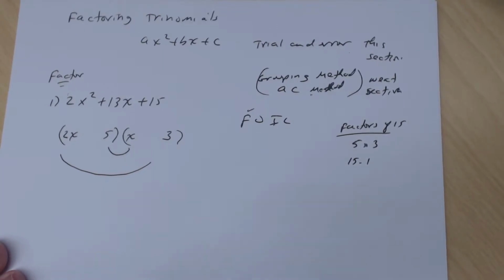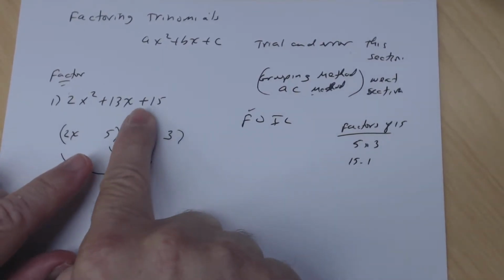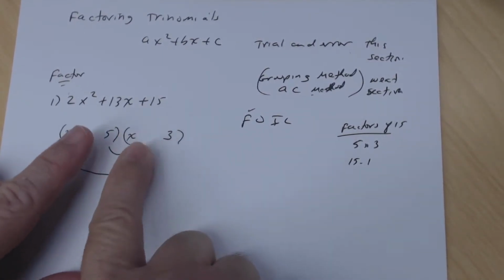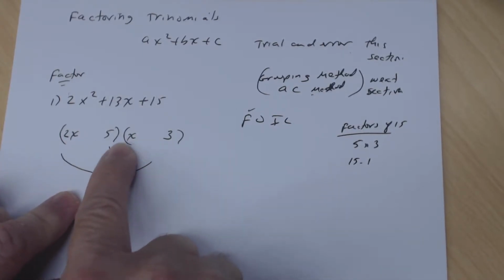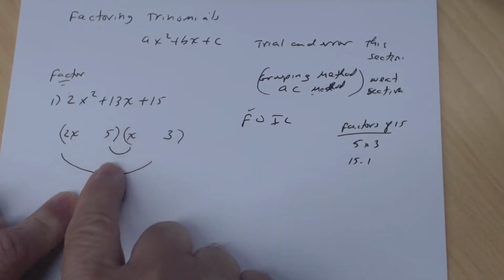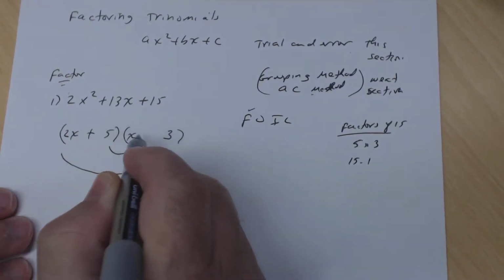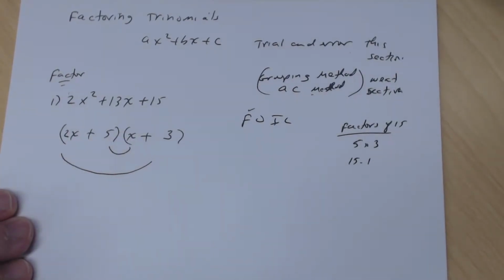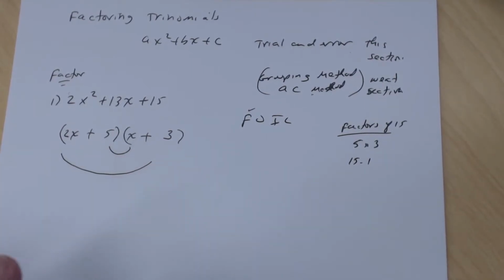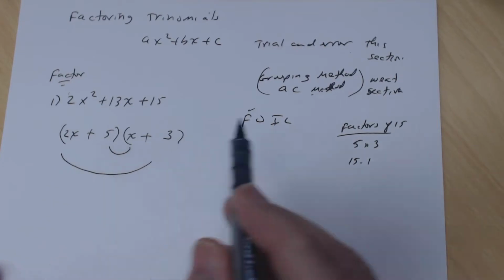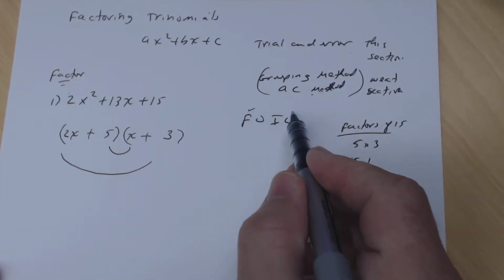Okay, put them anywhere. But remember our signs. The last sign is positive. That means the signs in here have to be the same, either both positive or both negative. But you want to add the outer and the inner to give us a positive, and the only way that can happen is if these are both positive terms. So I'm going to get 2x plus 5 times x plus 3. Now, don't assume that that's your answer. Remember, all I've done was check the F and the L.